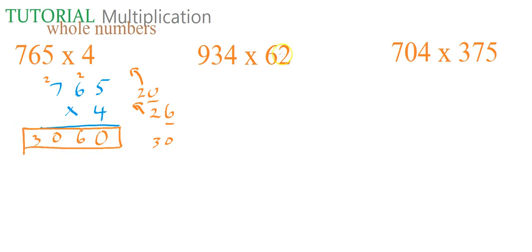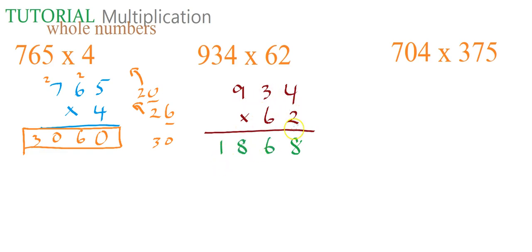Let's do the next one over here. So we have 9, 3, 4 again, spread them out, times 62. And 2 times 4, well, that's 8. 2 times 3, that's 6. 2 times 9, well, that's 18. So I'm finished with this number. That becomes a 0, put a 0. And now we start with the 6.